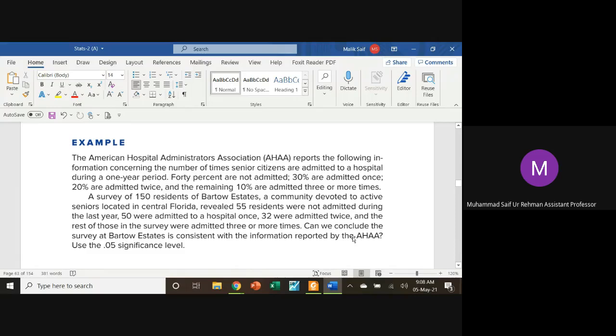Can we conclude the survey at Bartow Estates is consistent with the information reported by AHAA? Use the 0.05 significance level.